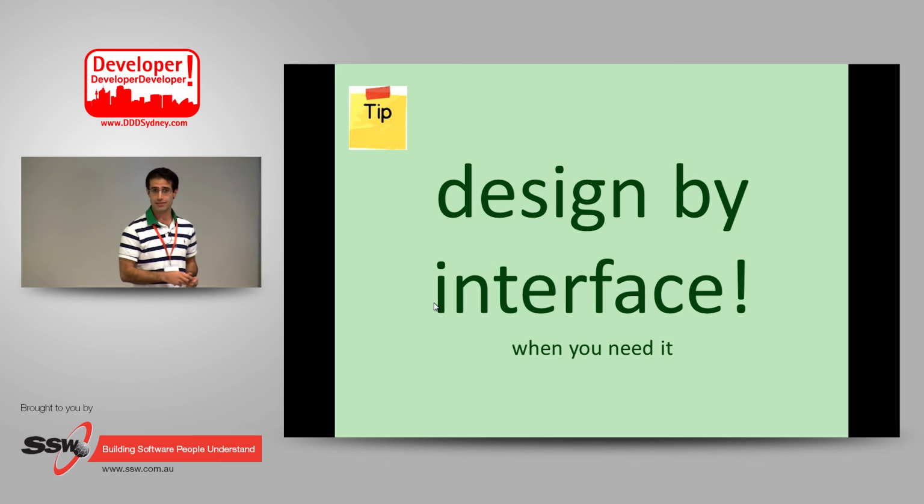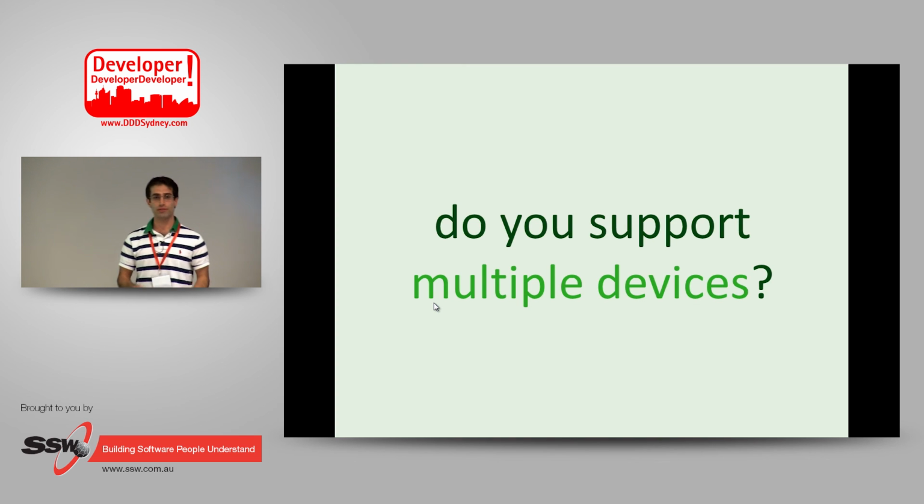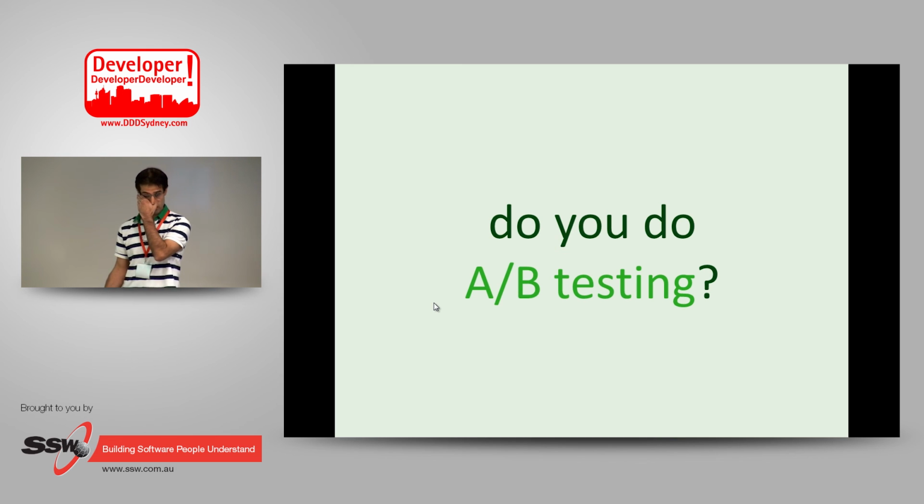Design by interface, and that's not something that's used or needed by a lot of teams, but if it's needed, it's very useful and important. Do you support multiple devices? Do you support different views or different variations of your website for iPad, iPhone, tablet, PC? If you're doing that, then you would end up with different page objects and different test scripts to test your pages' different variations. Do you do A/B testing? Do you target different groups of people with different variations of your page?